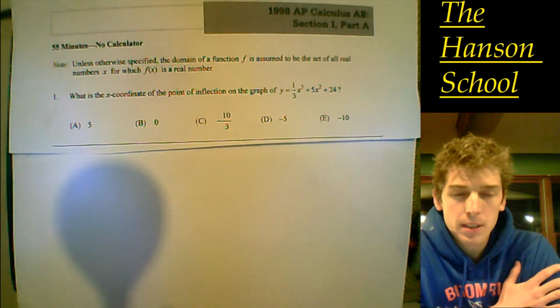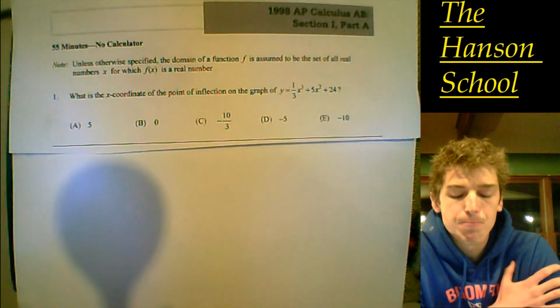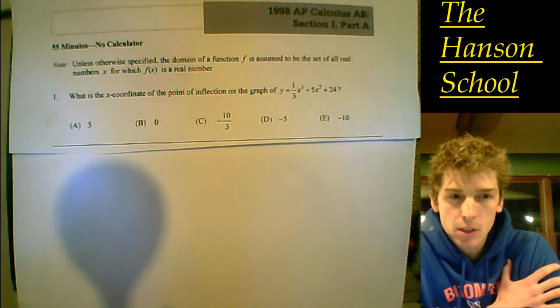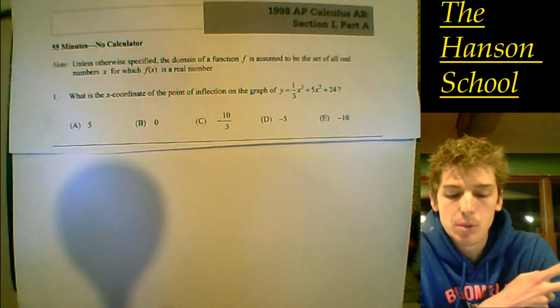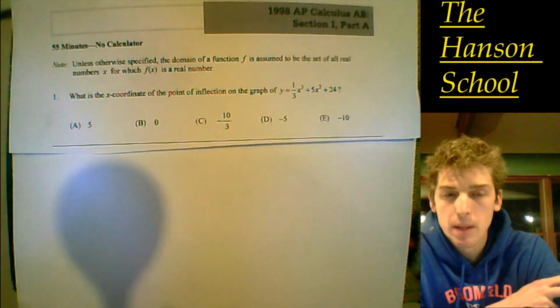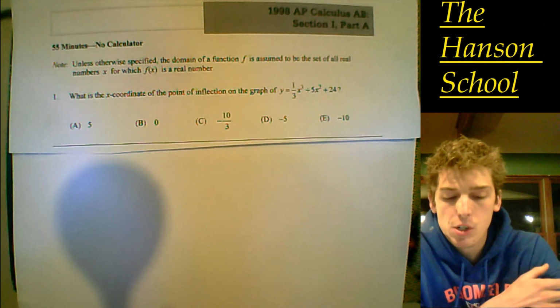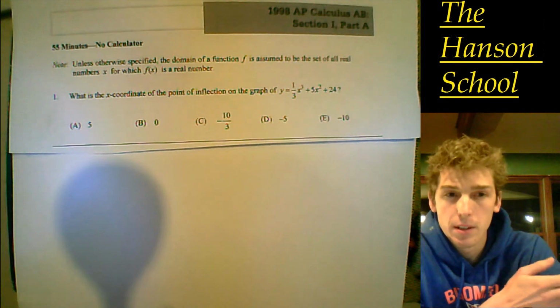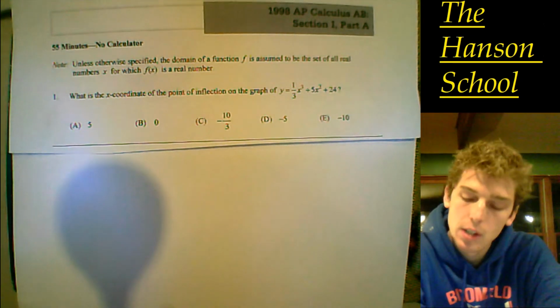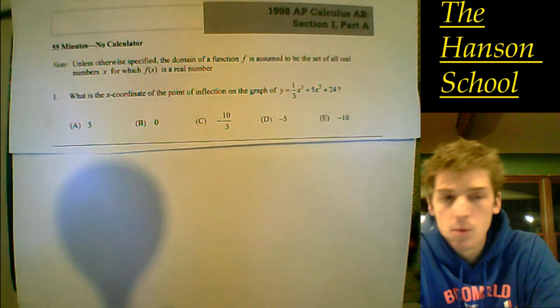Before we get going, let's talk about the test itself. The test consists of 4 sections. You have 2 multiple choice and 2 free response. The multiple choice will be 1 section without a calculator and 1 section with a calculator. Then the free response will be 1 section without a calculator and 1 section with a calculator.